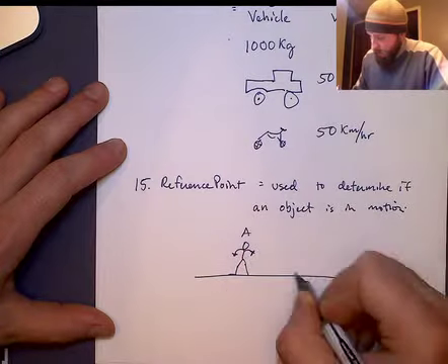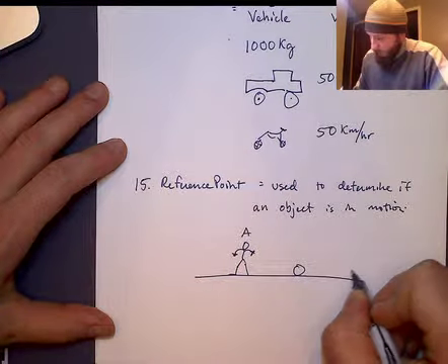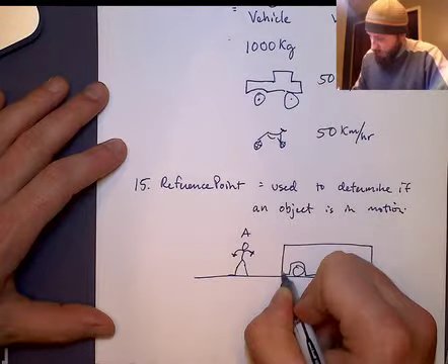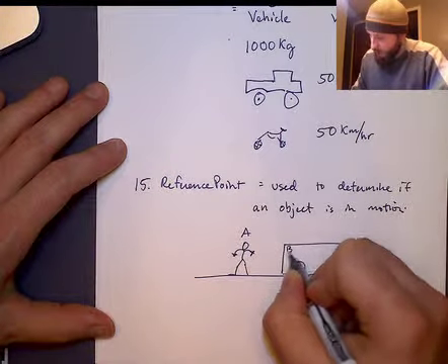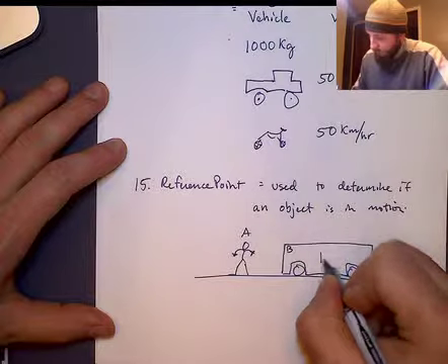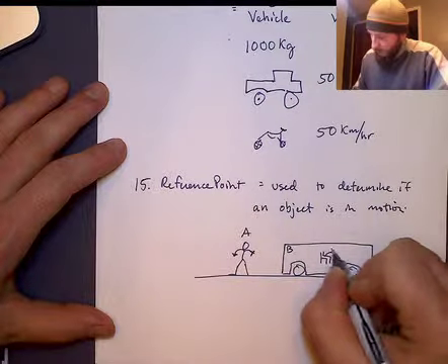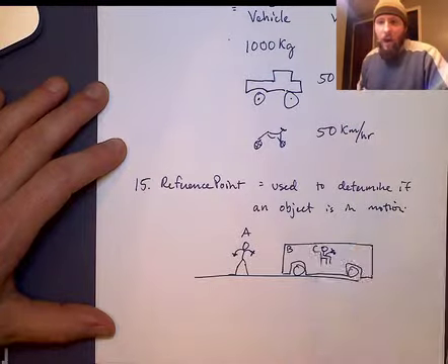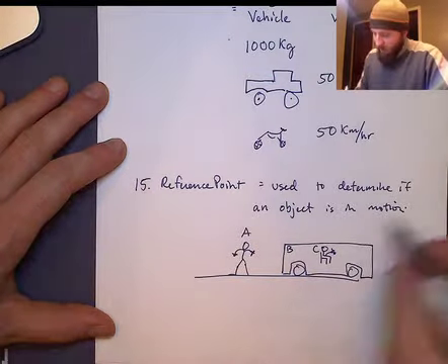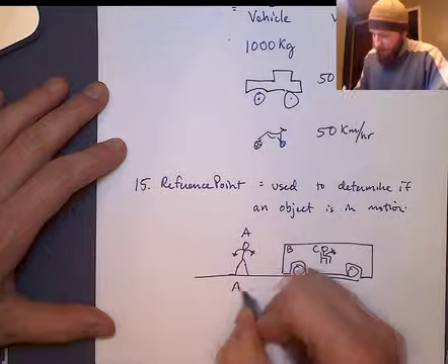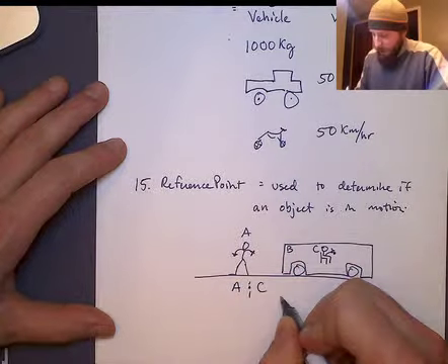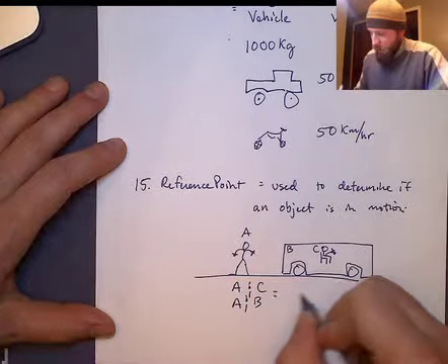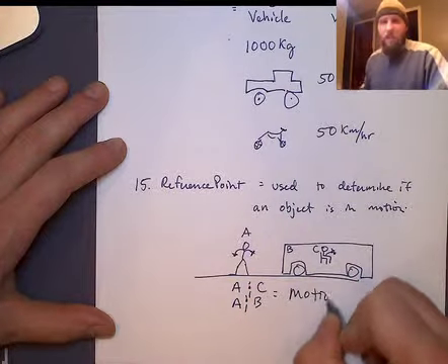Object A. We had a bus zipping along here. On that bus, object B. On the bus we had a woman sitting in a chair. And as she sits in the chair, we'll call her C for chair. And if we were to compare the reference points of A and C, or even A and B, we would say that there is motion.